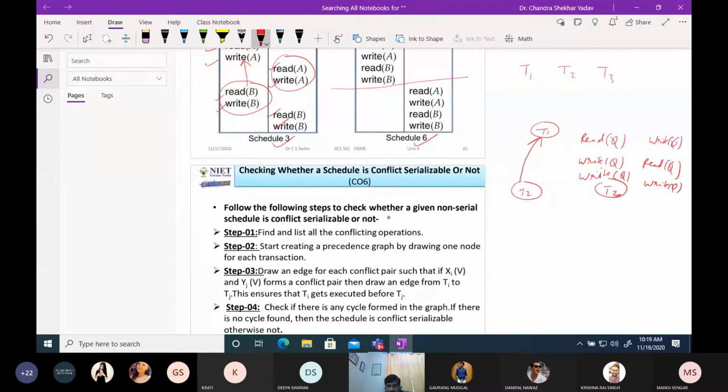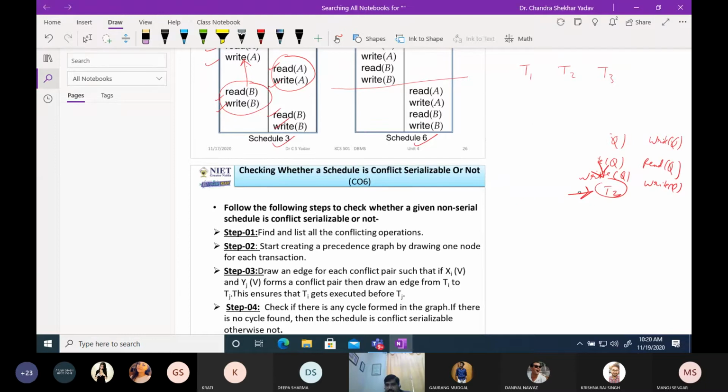And during this process, if we get any cycle like this in the graph, then we will say that this non-serial schedule is not conflict serializable. And if no cycle, then we will say that it is a conflict serializable schedule. So I hope you all understood the algorithm.